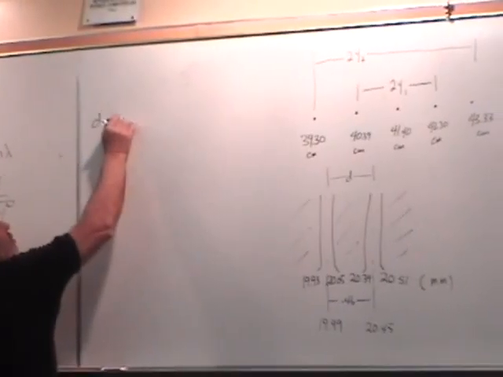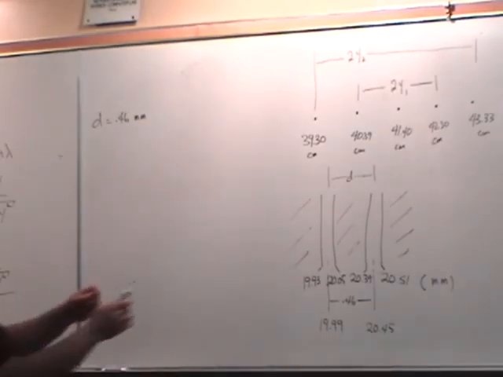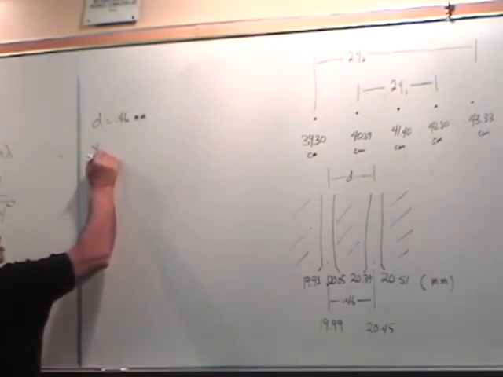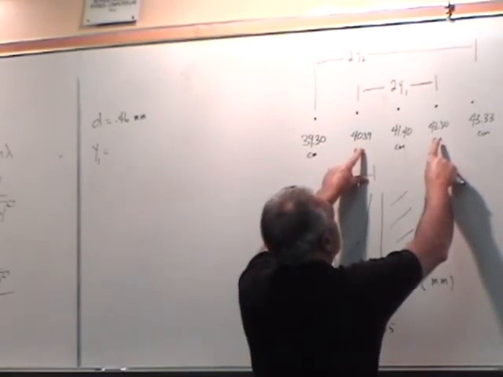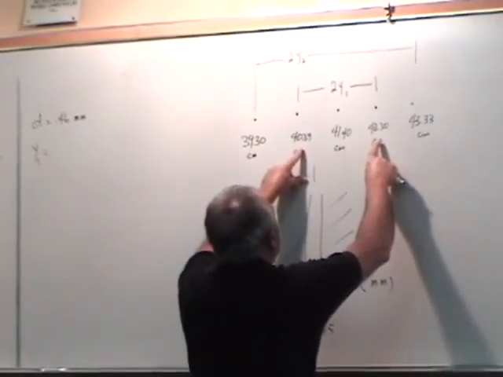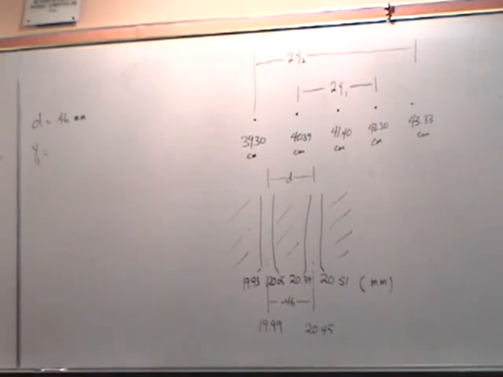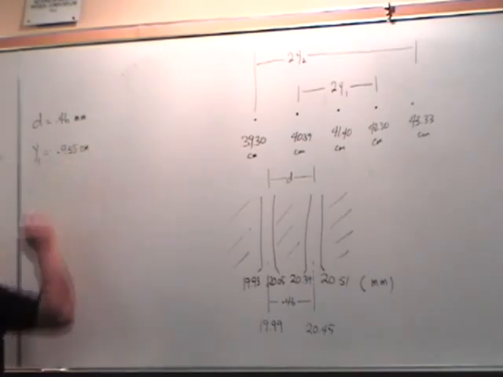So we now have a value for d. d is 0.46 millimeters. Mike, do this subtraction for me, please, and tell me what y1 is. y1 is, of course, this difference divided in half. 1.99 divided in half. Is that what it is? 0.955 centimeters.